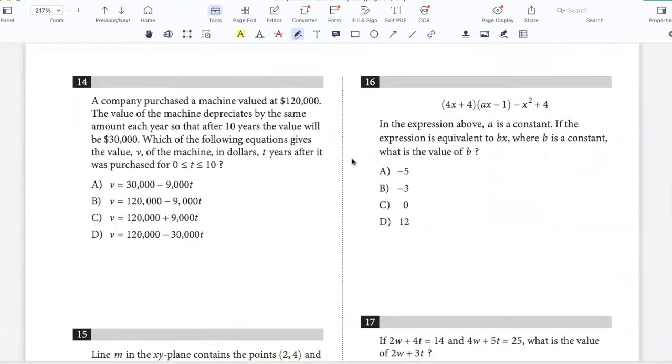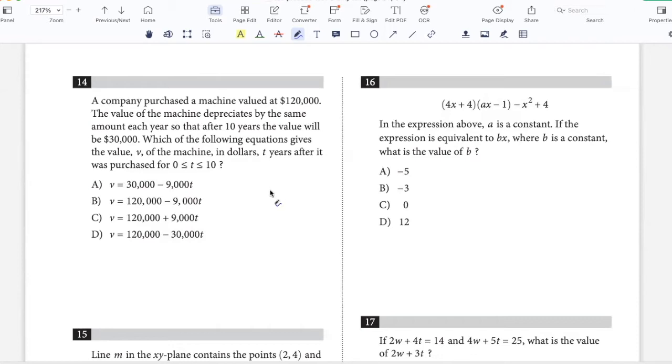A company purchased a machine valued at $120,000. The value of the machine depreciates by the same amount each year, so that after 10 years, the value will be 30,000. Which of the following equations gives the value of the machine t years after it was purchased?